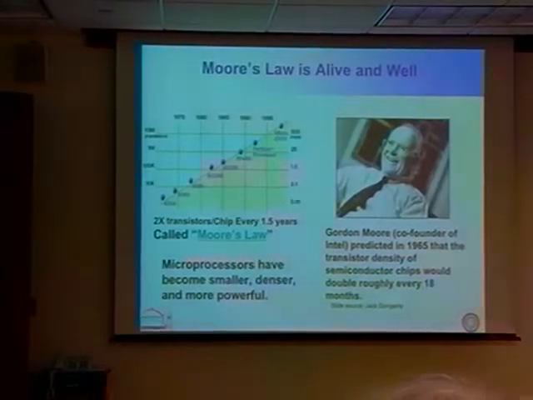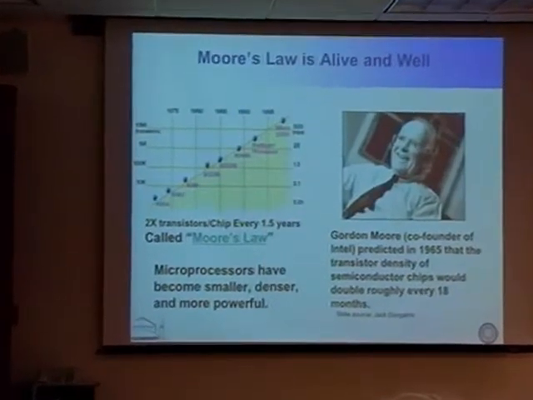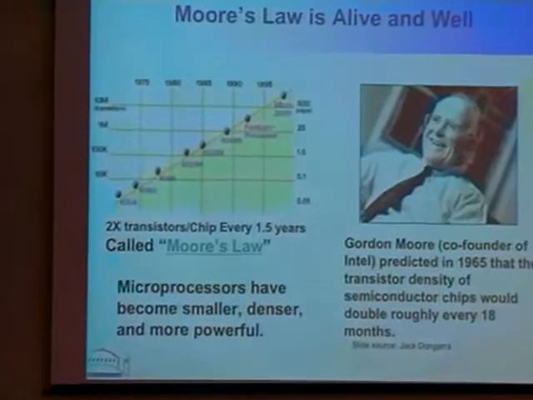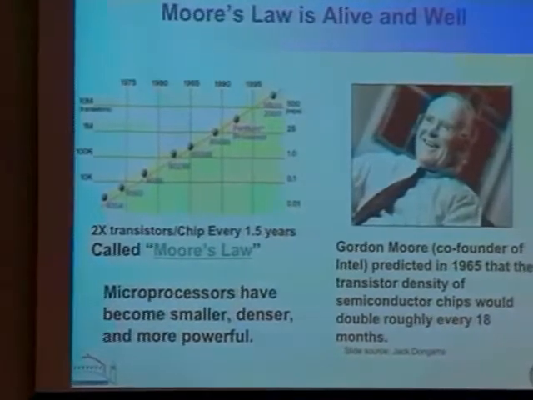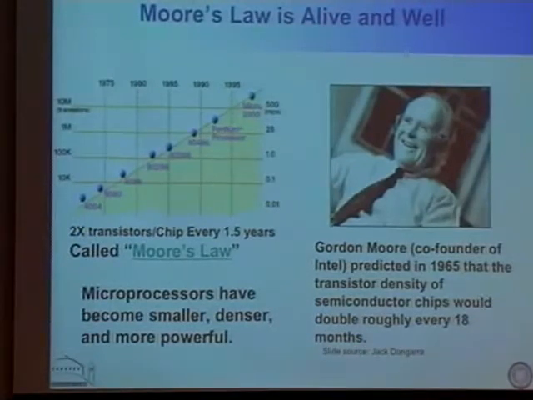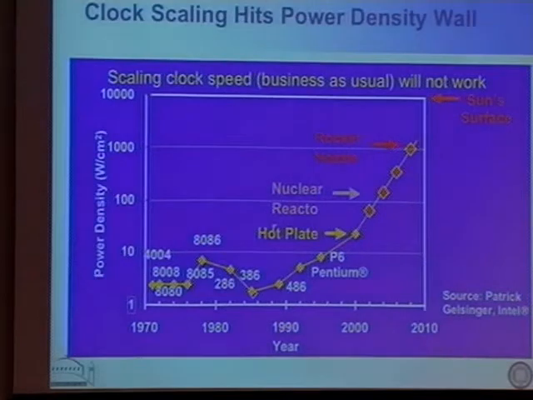So first of all, Moore's law is of course alive and well. Transistor density is doubling roughly every 1.5 years. There is some point at which we're probably going to run out of Moore's law as well, but that hasn't happened yet. The real problem, though, is that Moore's law is no longer translating into clock speed scaling.